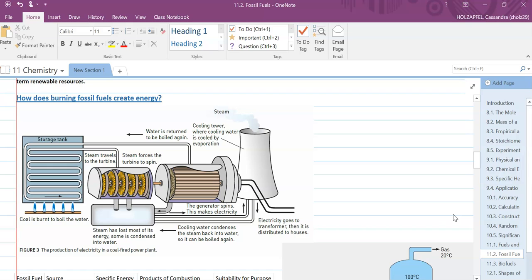So how does burning fossil fuels create energy? There's a couple of different ways that we can do this. This first diagram I've got here is specifically referring to coal and how coal is used to create electricity. So coal is burnt and the energy is then transferred into the water. This water then turns into steam, and this steam turns a turbine, or a special type of fan. And once that turbine starts to spin, the generator will also start to spin and create electricity. And so we can use this electricity to power our homes. So coal primarily is burnt to produce electricity.